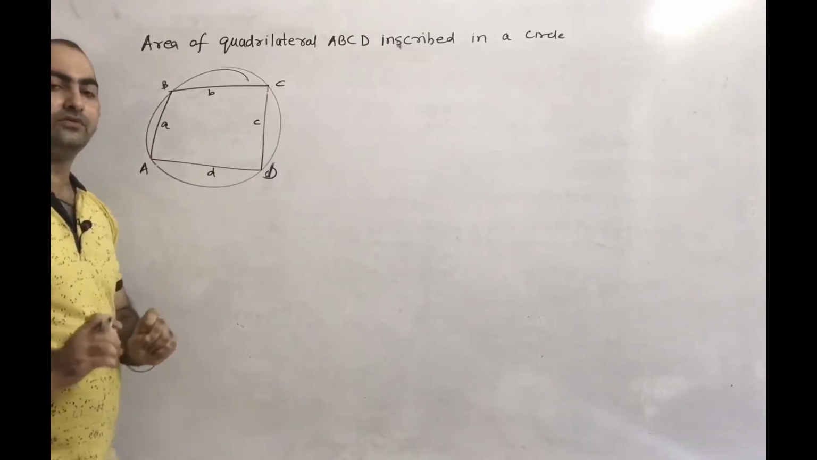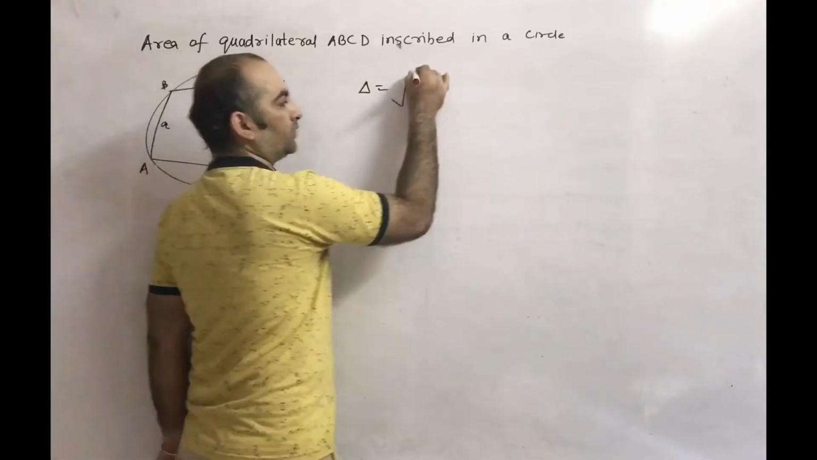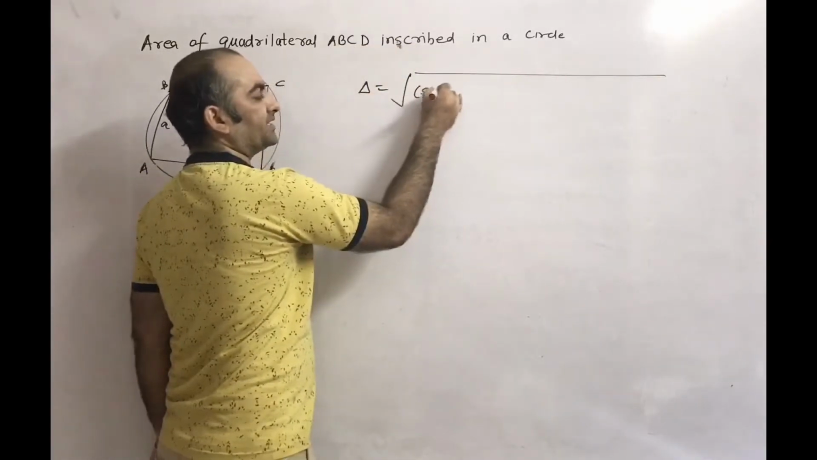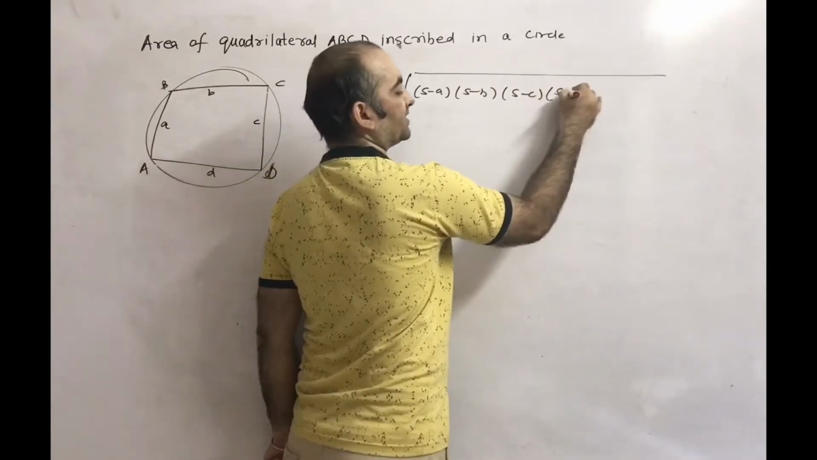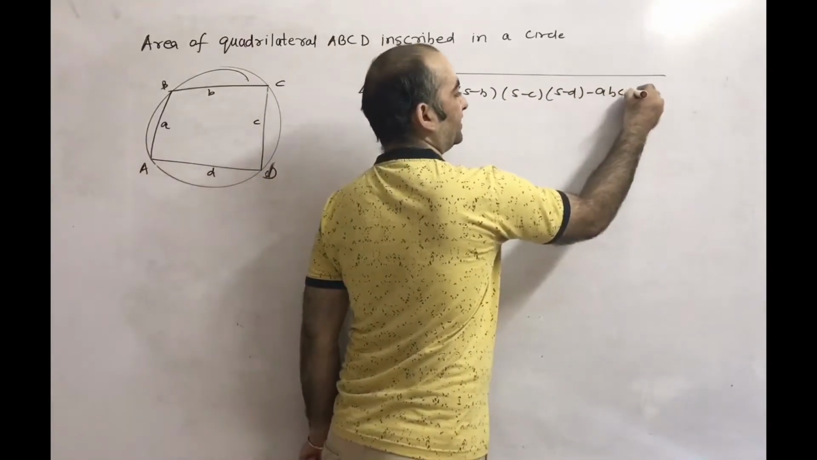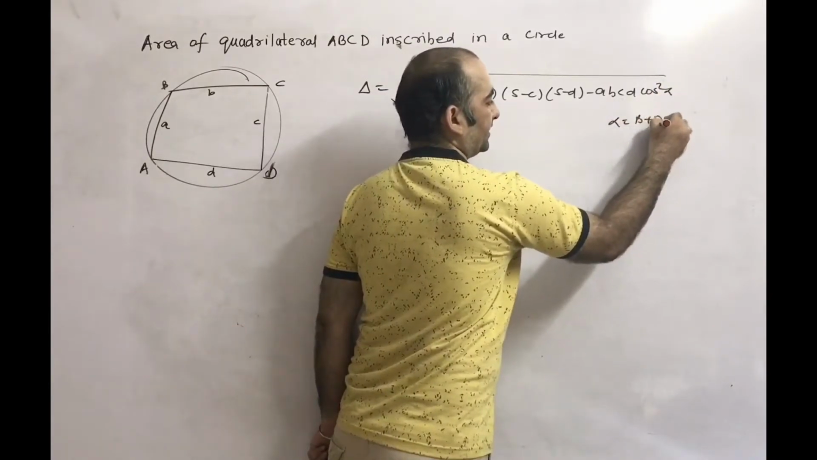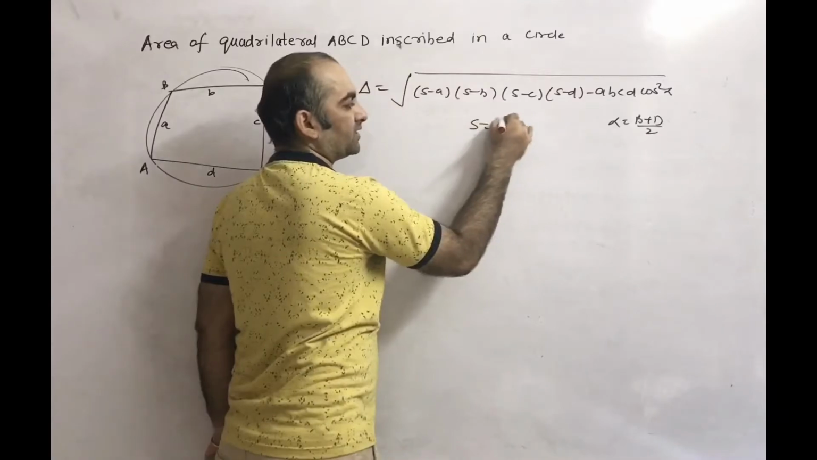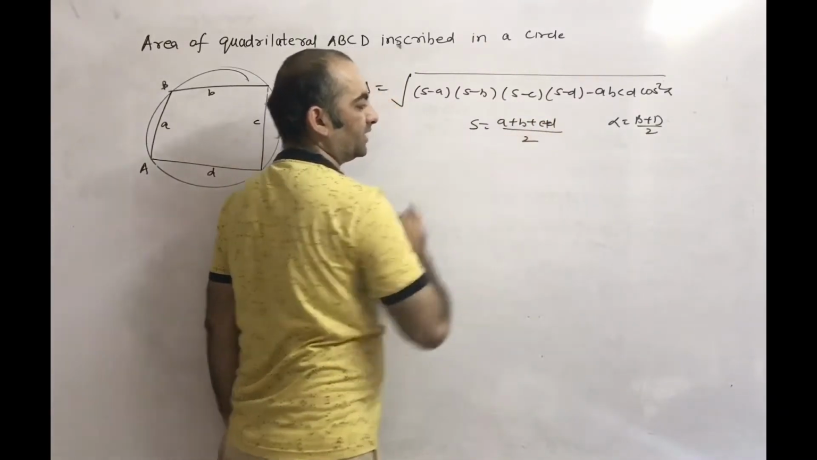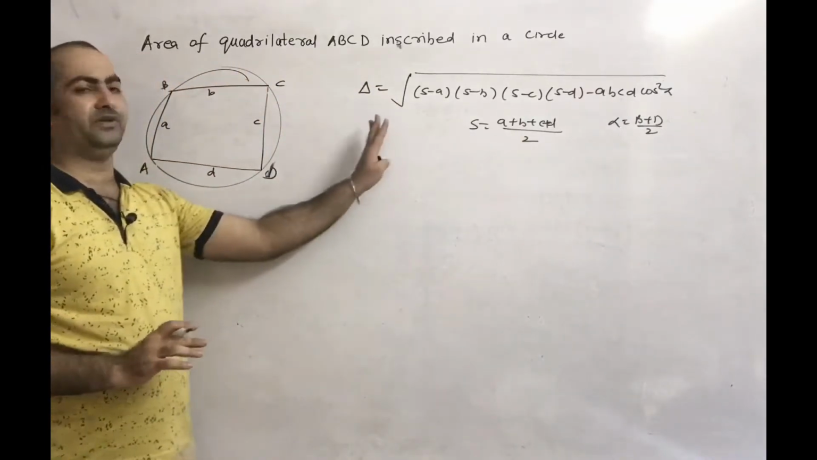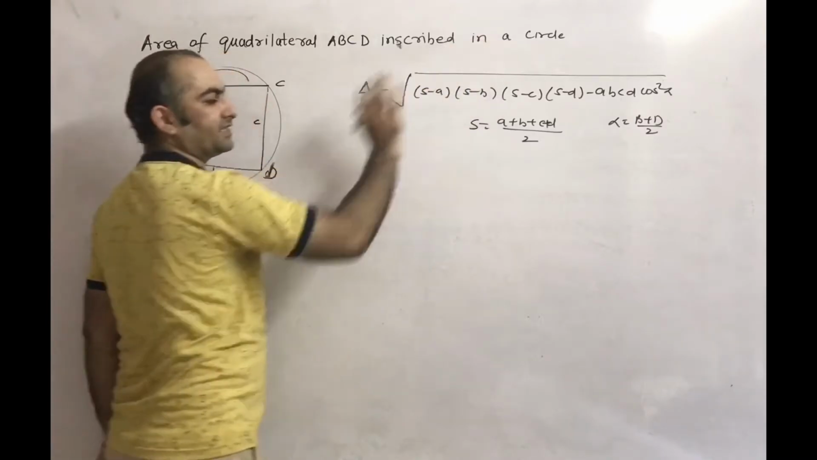Okay, so we know the formula of the area of a quadrilateral, that is delta equal to root over (S minus A)(S minus B)(S minus C)(S minus D) minus ABCD cos square alpha, where alpha equals (B plus D) divided by 2, and S equals the sum of the sides, (A plus B plus C plus D) divided by 2. This formula we know. We want to find the area of quadrilateral ABCD inscribed in a circle.